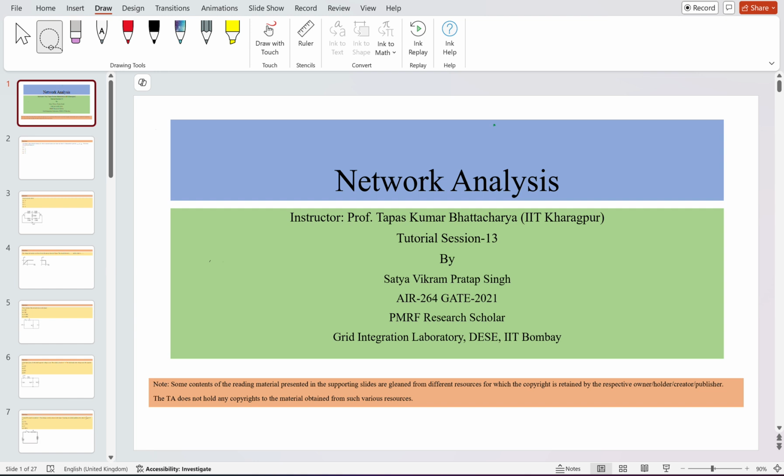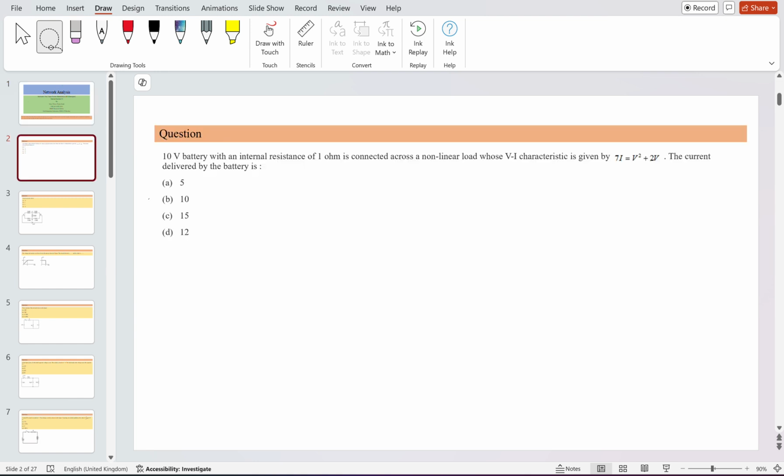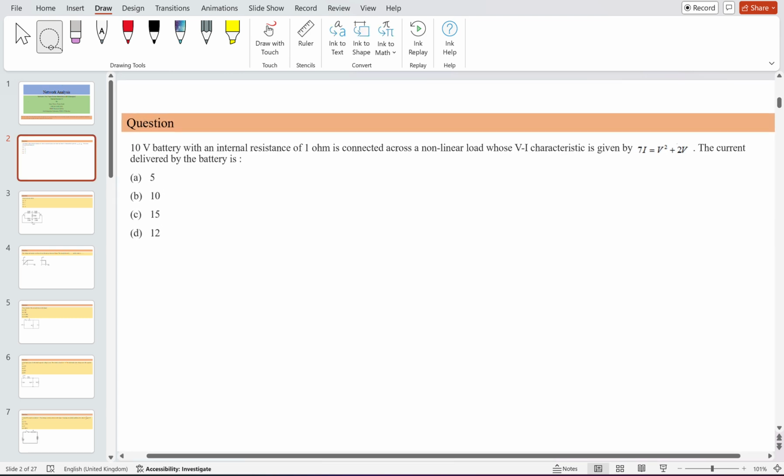Okay. So the first problem here is related to basic network analysis. If you see the question, it is saying that a 10-volt battery with an internal resistance of 1 ohm is connected across a non-linear load whose VI characteristic is given by 7I is equal to V square plus 2V. It is asking what is the current being delivered by the battery. Take a few minutes to solve that. After that, we will give the solution for it.